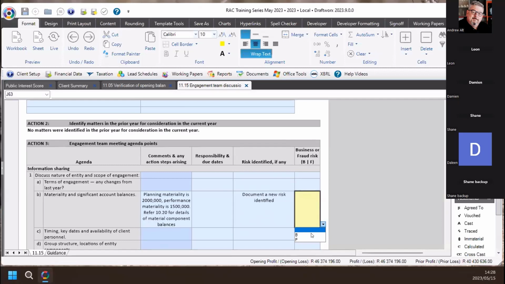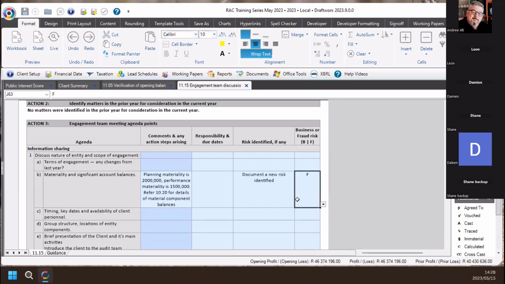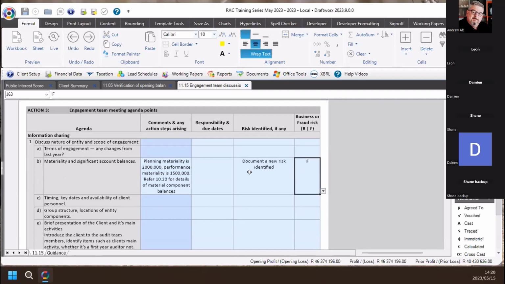Now, the terminology we've chosen, business, we are actually in discussions about changing this in future to speak about inherent risk. A business risk is basically any risk that we identify that does not meet the definition of a fraud risk. Now, a fraud risk, it's management intent. There is intent to misappropriate, misstate, or defraud. That's what brings in fraud. If it's just something that could sometimes cause an error of posting, then it's a business risk. So anything that's not a fraud risk becomes a business risk.